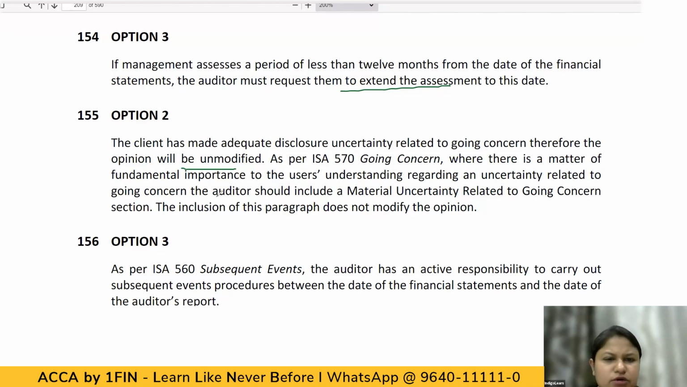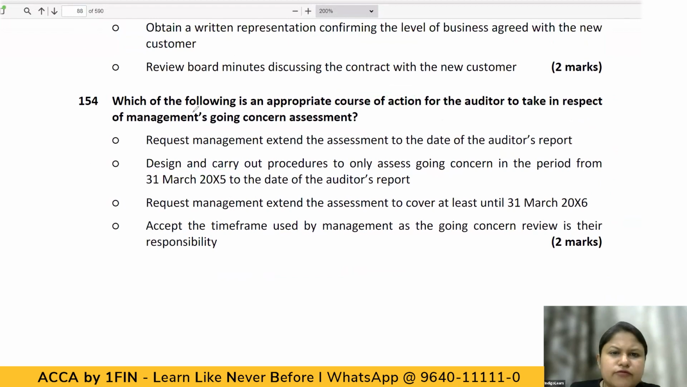One second. I think we missed out one question, 155. Yeah, this part we have not taken, 154th. Which of the following is an appropriate course of action for the auditor to take in respect of management's going concern assessment? Request the management to extend the assessment to the date of the auditor's report. Design and carry out the procedure to only assess going concern in the period from 31st March to the date of the auditor's report. Request the management to extend the assessment to cover at least until 31st March 2016.